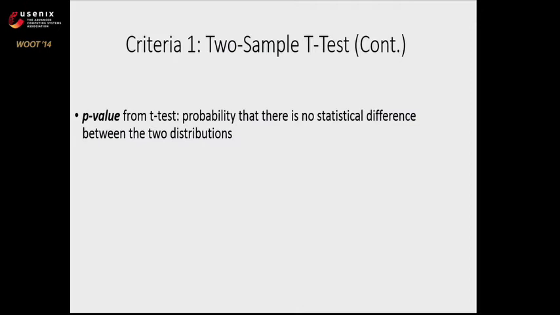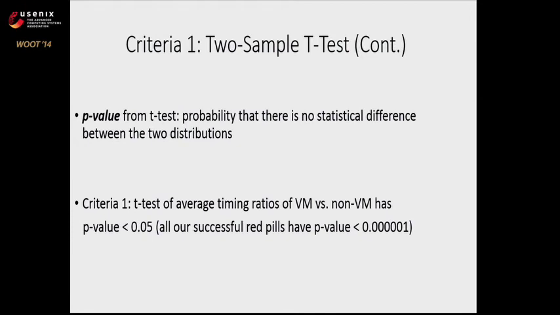Well, a p-value from a t-test is the probability that there's no statistical difference between the 2 distributions. In other words, we want the p-value to be very low because we want there to be a significant difference. And so I think somewhat of a standard in statistics is to use a p-value of less than 0.05. But I'll note that all of our successful red pills have a p-value of less than 10 to the negative 6. So this means with probability 1 minus 10 to the negative 6, which is basically 100%, there is a statistically significant difference between the red pill timing measurements of our VM and non-VM for successful red pills.